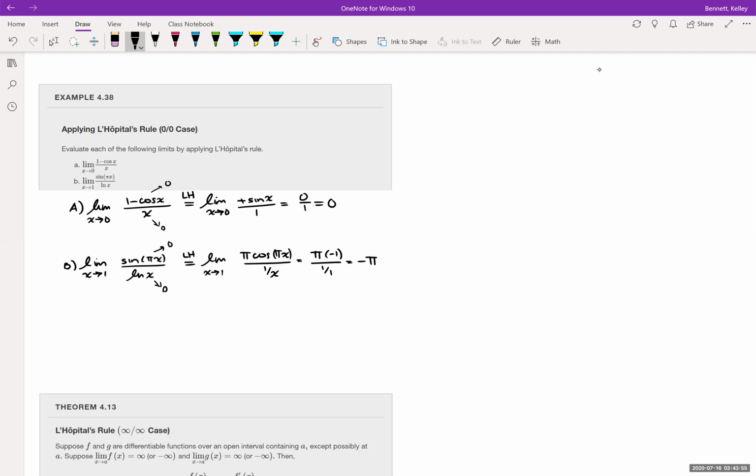So notice once I evaluated the limit, I stopped writing the limit notation. When I still haven't evaluated the limit, I have to write lim x goes to whatever.